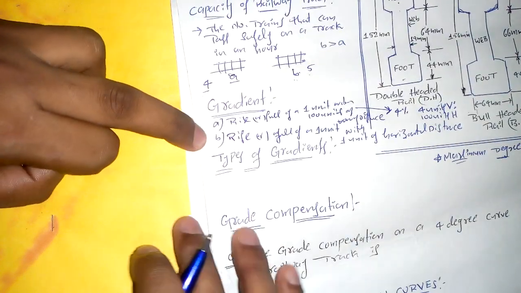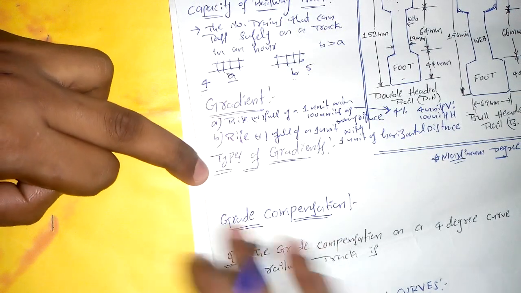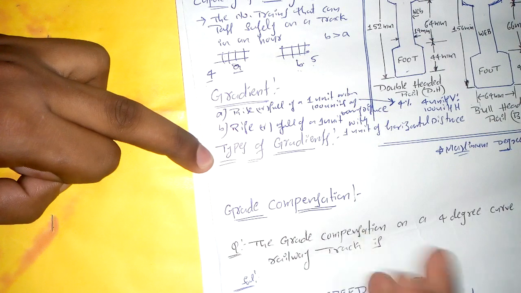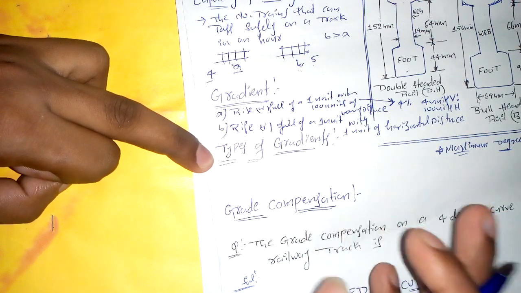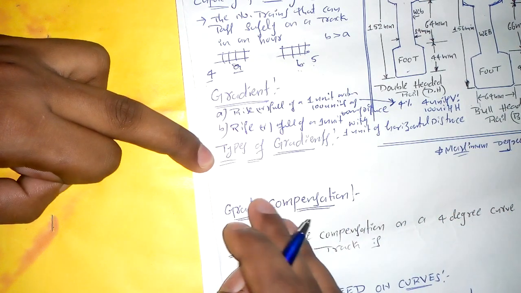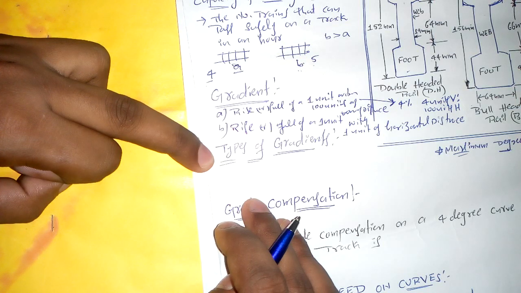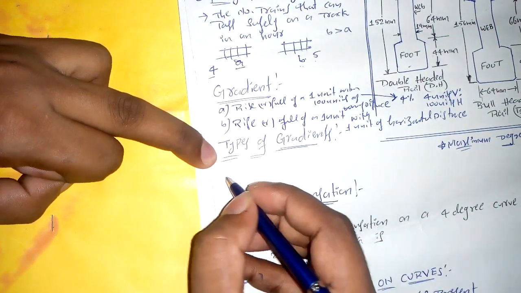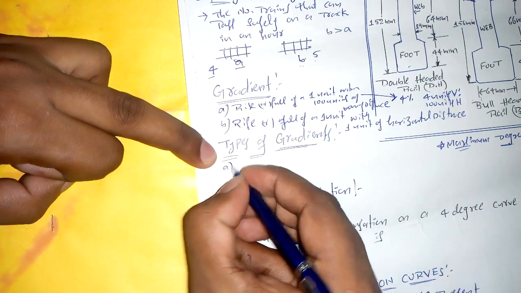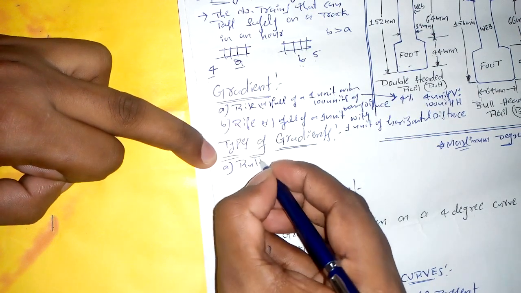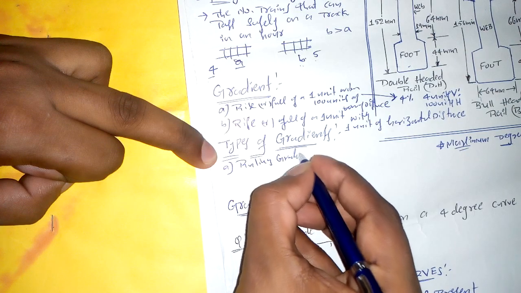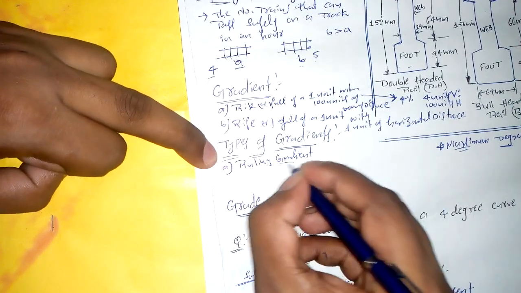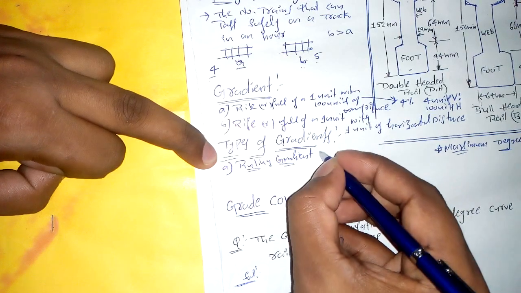Here there are 4 types of gradients, but in the case of highway engineering there are only 3 gradients. They are ruling gradient, limiting gradient, and exceptional gradient. But in the case of railway engineering there are 4 gradients. One is ruling gradient, which is a design gradient.